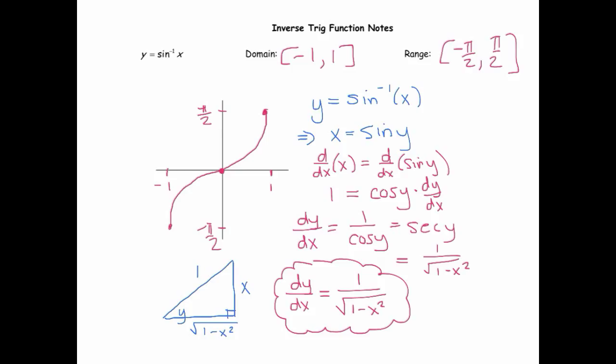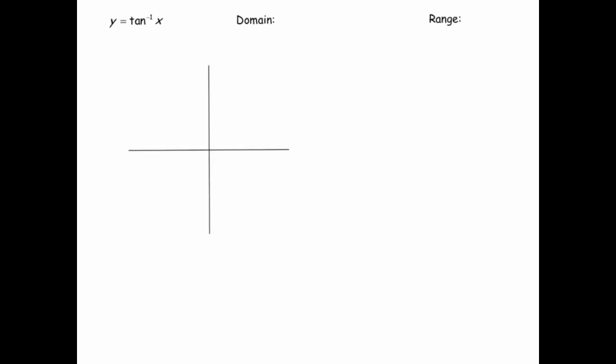If you take AP Calculus, this will be one of the derivatives you want to memorize. The derivative of sine inverse is 1 over the square root of 1 minus x squared. We got the derivative of sine inverse.